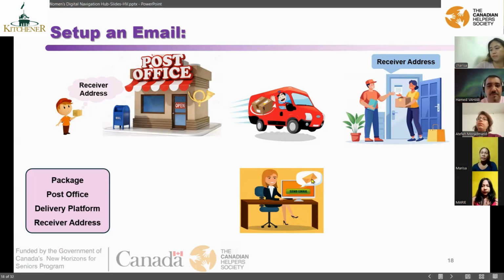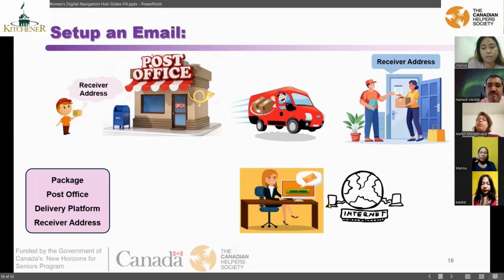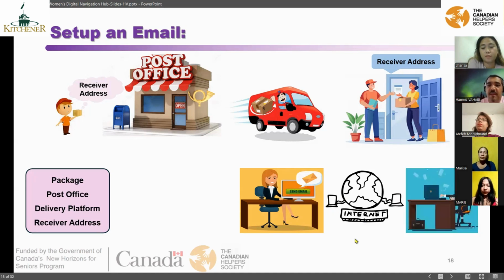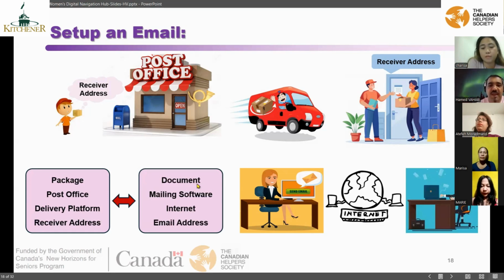So what you do is you go to your computer or your cell phone or your laptop, whatever, and take that piece of document, put it in your mailing software, and then the mailing software will send that document through the internet to the recipient. Again, here we have a document, and I want that document in my mailing software, and then the mailing software sends that document through the internet to the email address I provided.